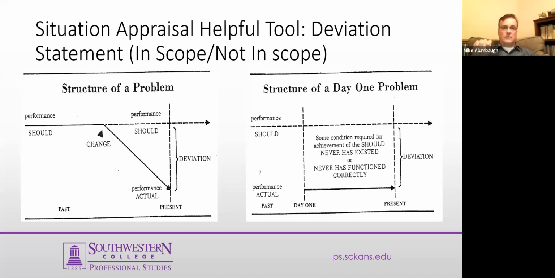There's a change. So something was cruising right along like it needed to, and then all of a sudden the wheels came off. And then there's a day one problem. It's always been this way. We've just been working around the problem, whatever the case may be. So that's some good information to have when you don't completely understand what is going on. What changed, or has it always been this way?